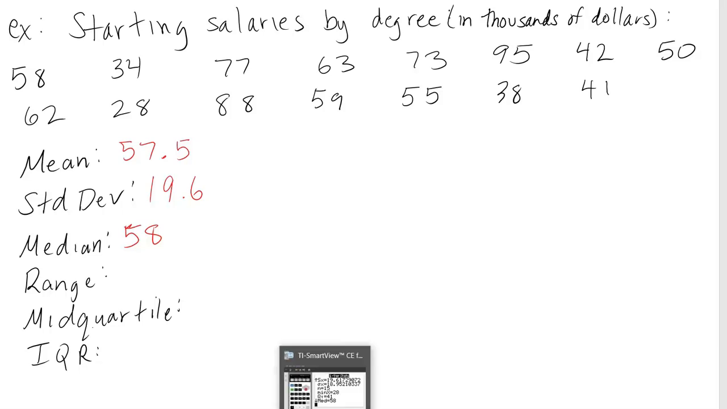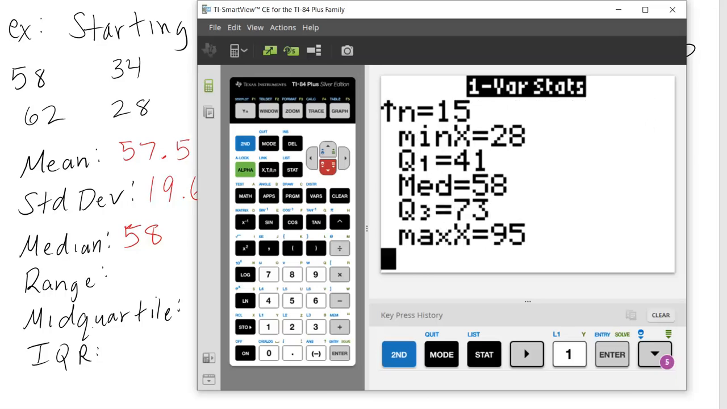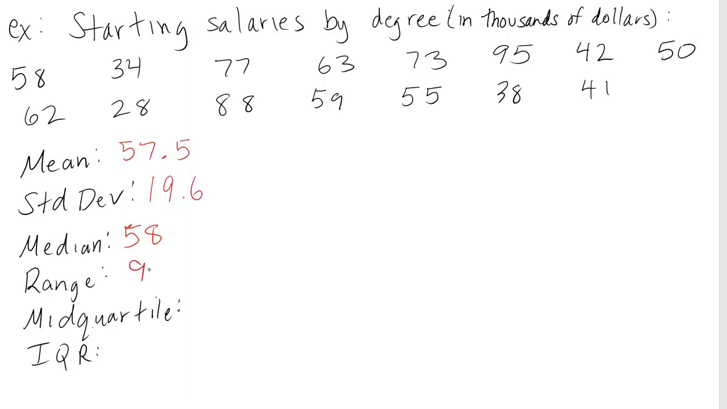The other three the calculator will help us with. Like to find the range, we have to identify the largest and smallest value. And if you scroll all the way to the bottom, it will tell you the maximum. The highest starting salary in our list was $95,000. And we already scrolled past the minimum. The minimum was $28,000. So the range is calculated by doing 95 minus 28. And we have a range of 67 or $67,000 difference between the highest starting salary and the lowest starting salary in this list, in this sample.